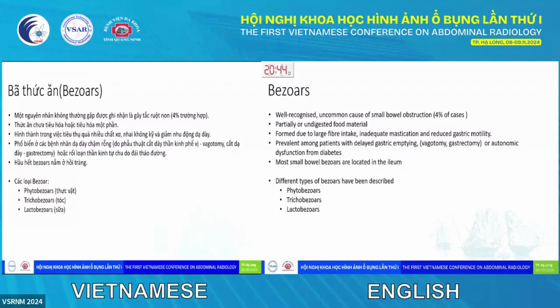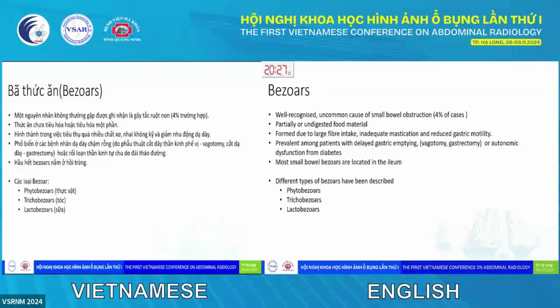We move on to bezoars. These are well-recognized but uncommon causes of small bowel obstruction, probably composing about 4% of cases. They are composed of partially or undigested food material, and are formed due to large fiber intake, inadequate chewing or mastication, and reduced gastric motility.